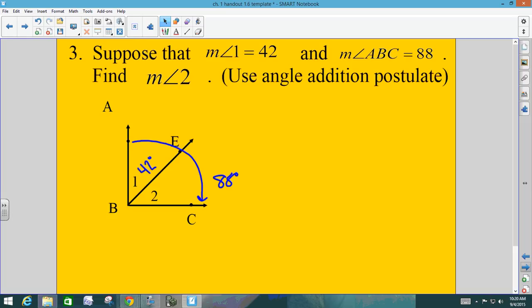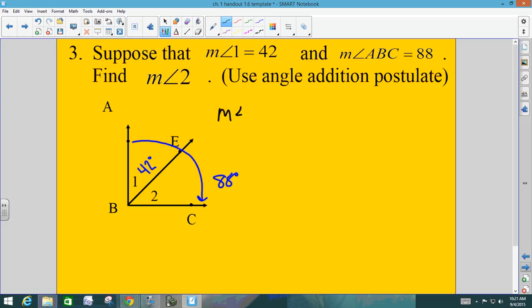Sarah. Add them together. Okay, angle 1 is here. Here's angle 2. What's the measurement of it? Is that what it says? No, we don't know it. 88 is this whole thing, the two of them together. So what would you have to do to get the measure of angle 2? Subtract them. Good.